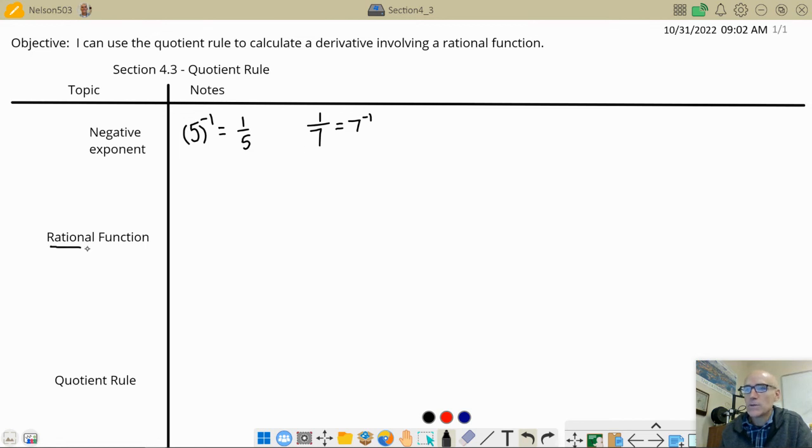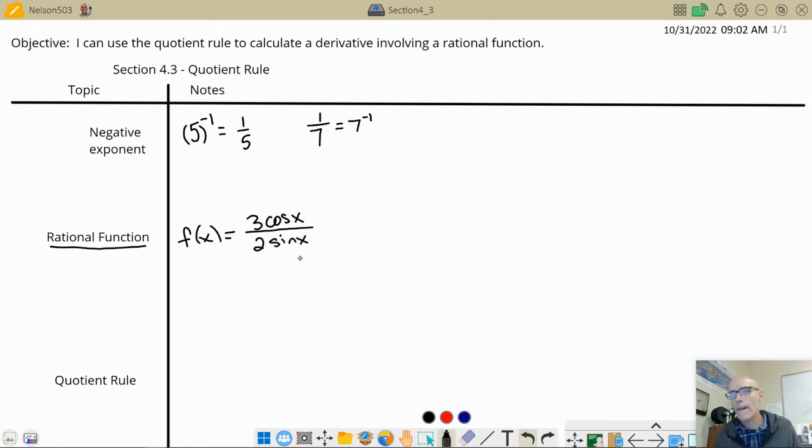Negative exponents are not our main topic. Our main topic is rational functions. Back in section 1, they gave us a rational function. What is a rational function? It's a fraction that has a function in the numerator and a function in the denominator. So I want to get the exact one they had. They had 3 cosine of x in the numerator, and then they had 2 sine x in the denominator.